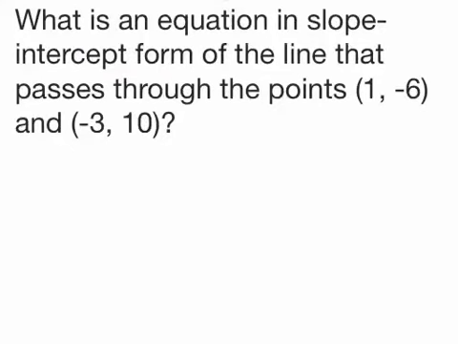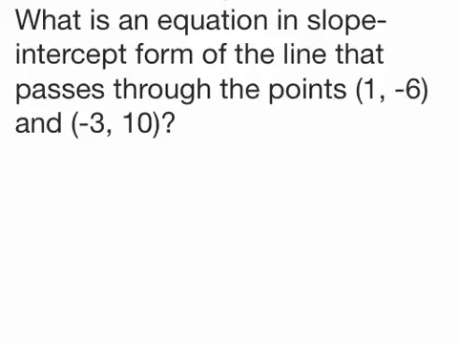The next example says, what is an equation in slope-intercept form of the line that passes through the points (1, -6) and (-3, 10)? Notice I'm not given the slope or the y-intercept directly, so I can't just plug in for m and plug in for b and go about my business. I need to actually use the formula for finding slope. Remember, y sub 2 minus y sub 1 over x sub 2 minus x sub 1.